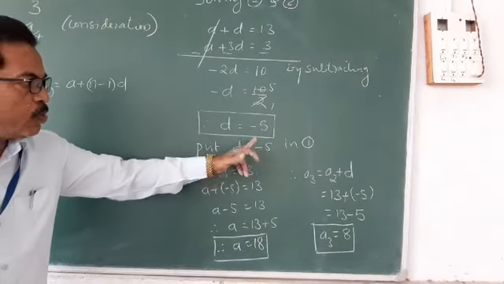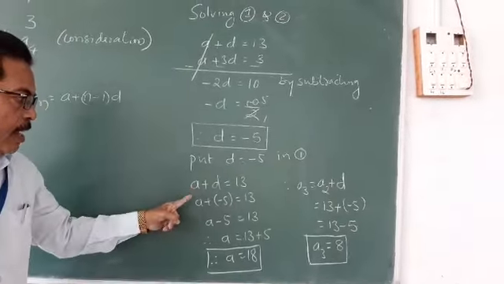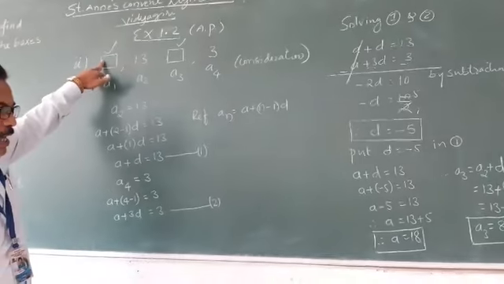Put d equals minus 5 in 1. See, a plus d equals 13 is equation 1. So a plus d, that is minus 5, equals 13. A minus 5 equals 13. A equals 13, and the minus 5 when transferred becomes plus 5. So a equals 18. The first term is 18.